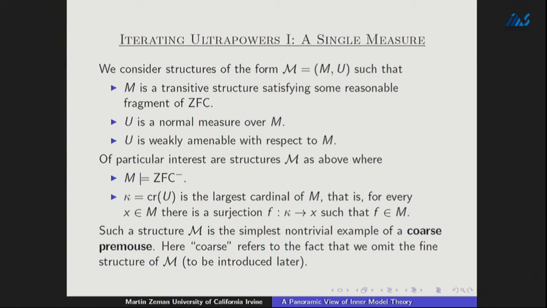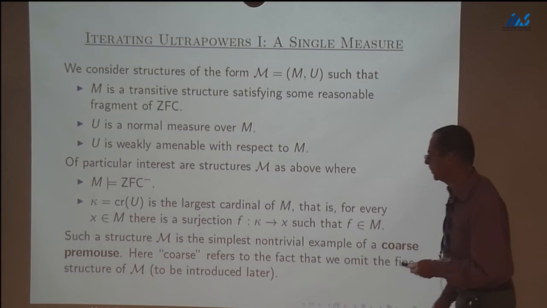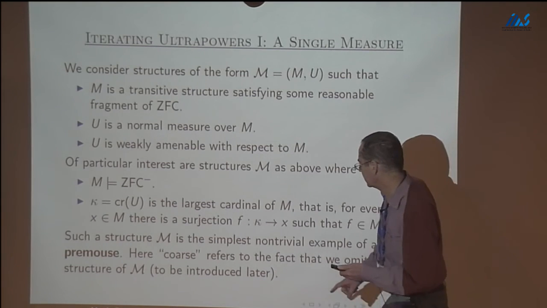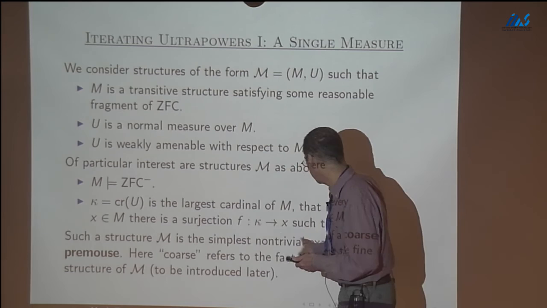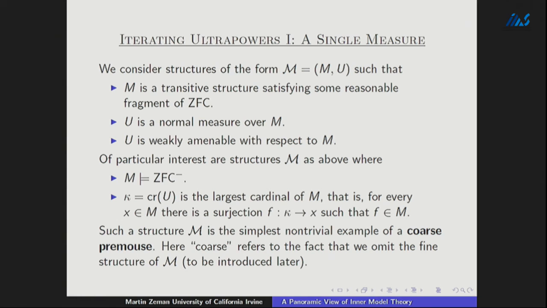Yeah, and kappa will be the largest cardinal of M. That means that if we pick any X in M, any set in M, then we have a surjection inside M from the critical point onto that set. Such a structure is the first approximation to something which would be called a pre-mouse. So it would be a coarse one because we don't have any fine structure there.